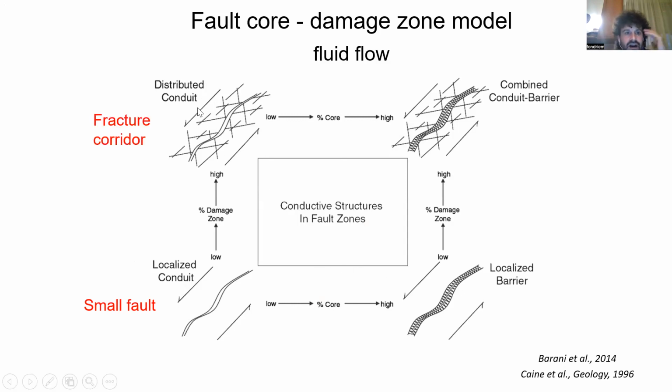Then you can have otherwise a situation in which you have a more distributed deformation. Again, no fault core, mostly damage zone, and this is a typical case of a fracture corridor, which is very studied, for example, in hydrology or in the oil industry. And then you move to this kind of more combined fault zone scheme, which is, I would say, the most common in crustal fault zones, where you have a fault core, which is mostly impermeable, surrounded by a damage zone that is normally very, very permeable. So this is a very basic model, again, I'm saying.